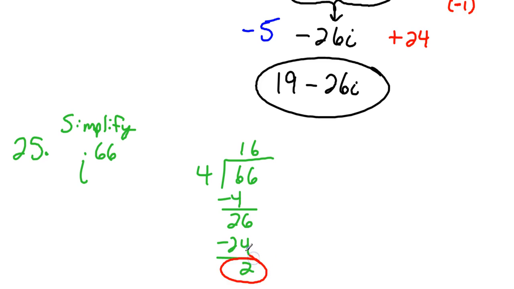Okay, and the whole key thing you're looking for on this one is, what's the remainder? The remainder is 2. And that basically is telling you what the power of I is going to be. So if the remainder is 2, that means your answer is I squared. And that's where we had that little list, that I squared was negative 1. So then your answer would be negative 1.